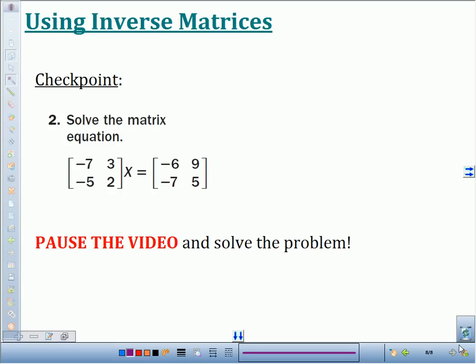All right, I want you to solve this matrix equation. If you have a calculator, this should be pretty easy. If not, I would like you to work on multiplying matrices together. Remember that you multiply each individual row by both columns. So you multiply the first row by both columns, then you multiply the second row by both columns. Find the inverse first, and then multiply the inverse of A times B.